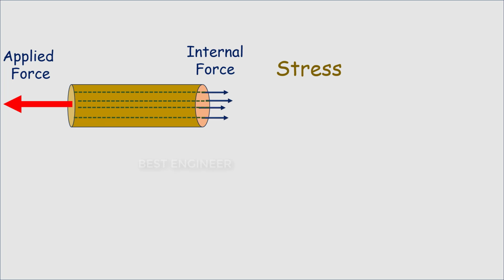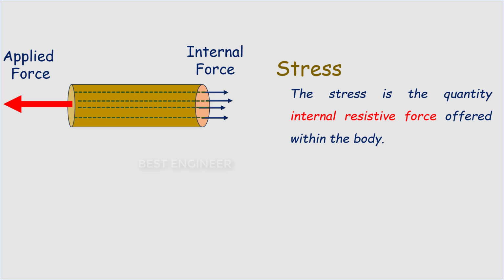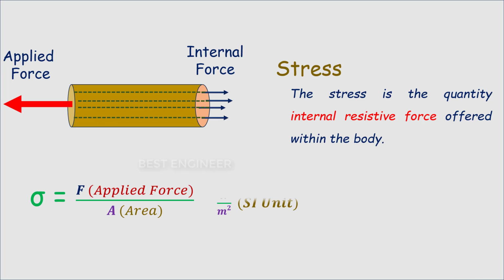This internal force can be specified in terms of stress. The stress is the internal resistive force offered within the body. This can be measured as the applied force per unit area. The SI unit of stress is Newton per square meter. The Newton per square meter is also called Pascal.